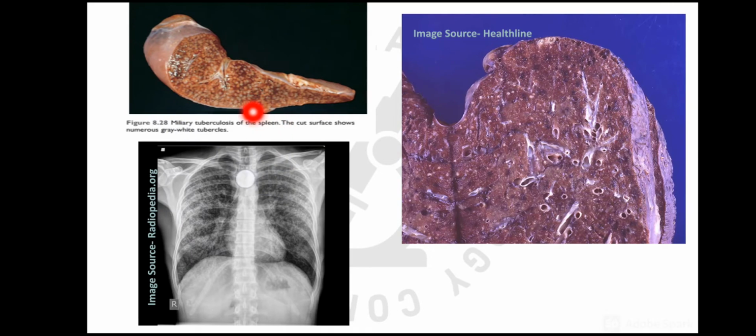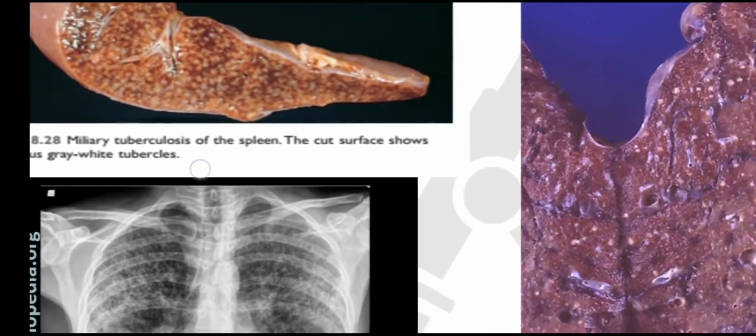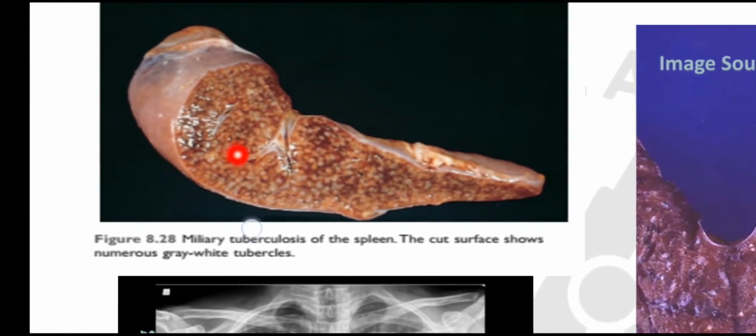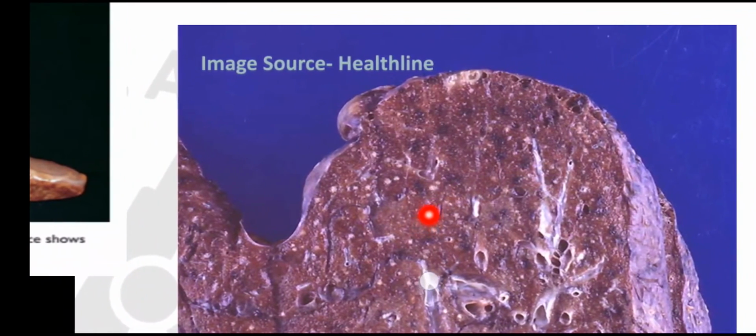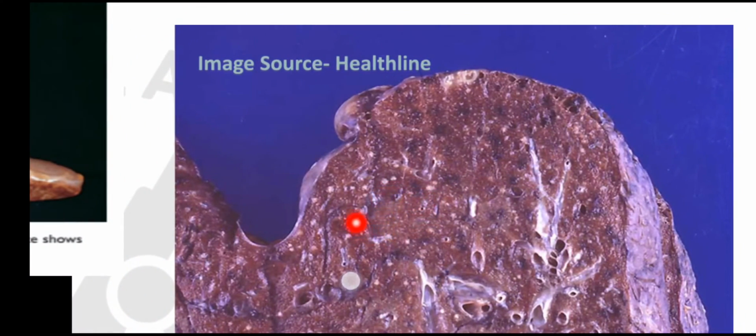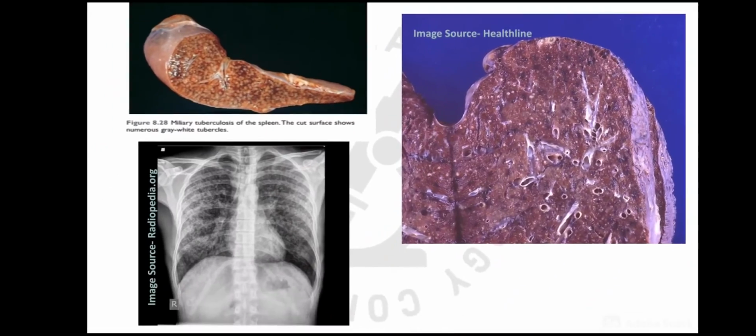This is a cut surface showing this millet seed like white small lesions. So this is the characteristic appearance on gross for the miliary TB. Again, here you see in the lungs these small white lesions of cheesy necrosis, they are seen, and the radiological image seems somewhat like this.